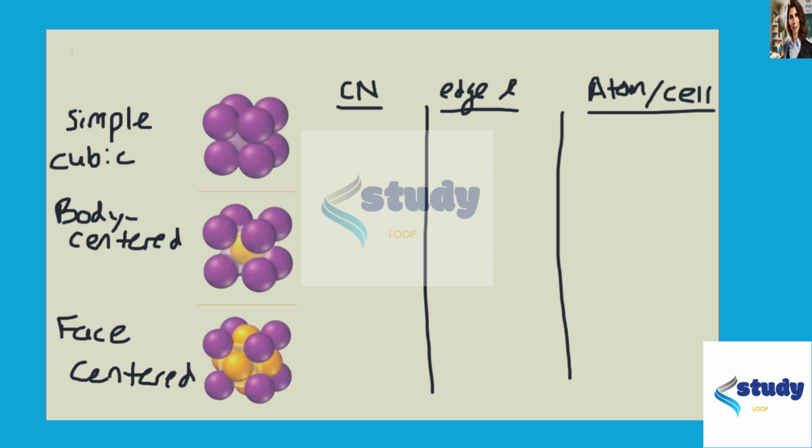So if we consider each of the cubic lattices listed in the previous problem, I have them written out here: simple cubic, body-centered, and face-centered, along with a screenshot from the book giving an easy depiction of each. We can think about the coordination number, the length of the edge of the cell in terms of the radius of the atoms that make it up, and the number of atoms that each cell holds. So first, let's consider coordination number.